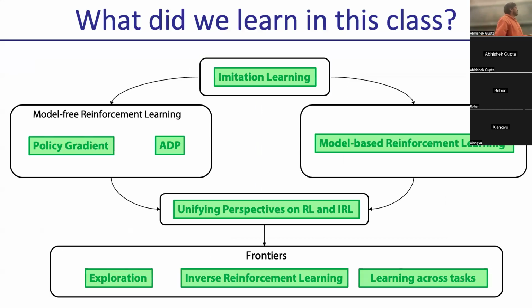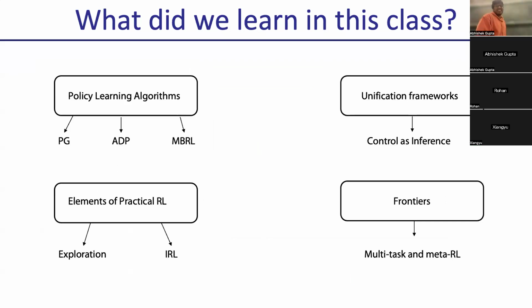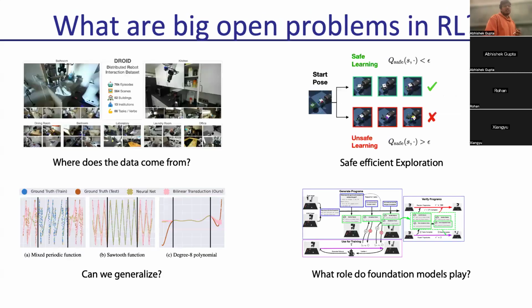Cool. So some takeaways from the class is we've finished all the boxes. That's exciting. And what did we learn in this class? We learned policy gradient algorithms, dynamic programming, model-based RL. We learned how to unify these with control as inference. And then we used that control as inference framework to explain inverse reinforcement learning. And we talked about exploration, which are elements of making a practical RL algorithm. And then we talked about multitask and meta RL, which is more researchy, more frontiers, right? But the hope here is that we covered some of the foundational methods in RL.